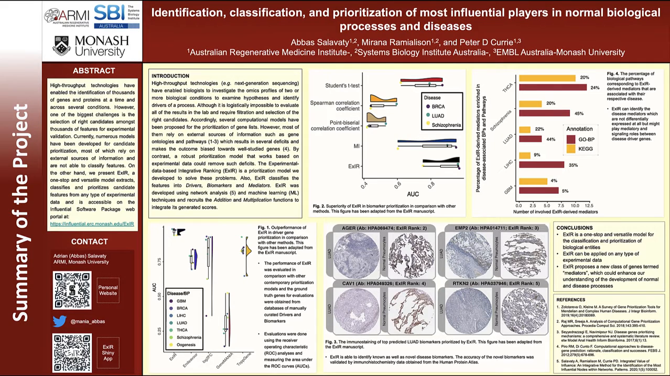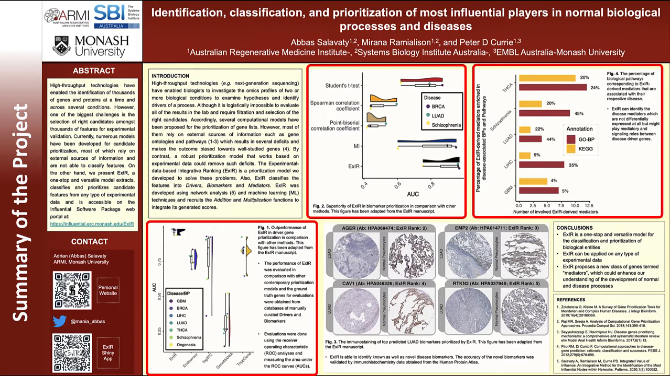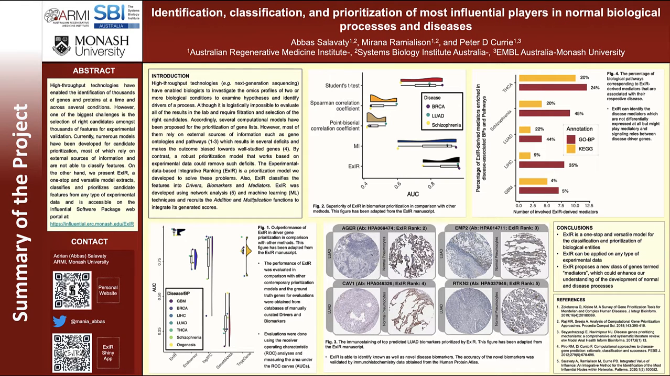To summarize, we can say that ECCB is a one-stop and versatile model for the classification and prioritization of biological entities. Also, ECCB can be applied on any type of experimental data that has at least 2 biological conditions or cell states. Also, ECCB outperformed all the other benchmark methods in the identification and prioritization of correct biomarkers, drivers, and mediators of biological processes and diseases. On top of that, ECCB proposed a new class of genes termed mediators, which would enhance our understanding of the development of normal and disease processes.